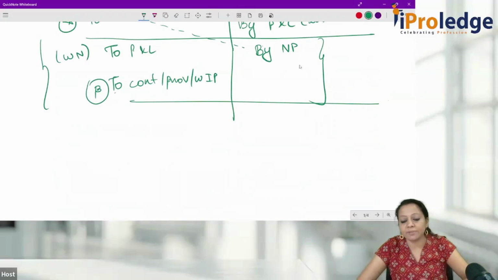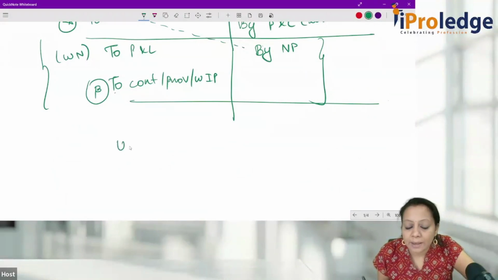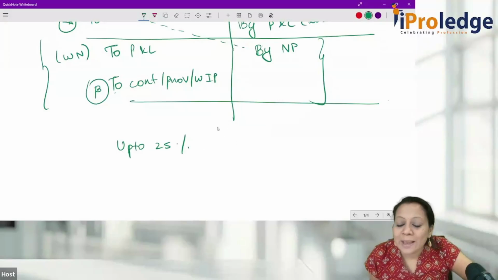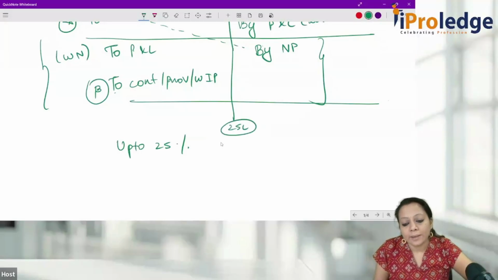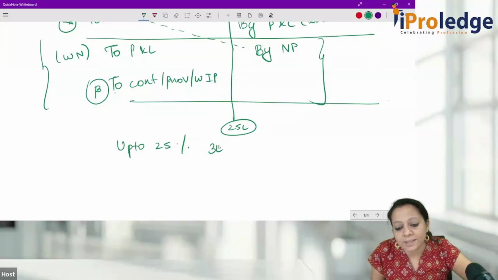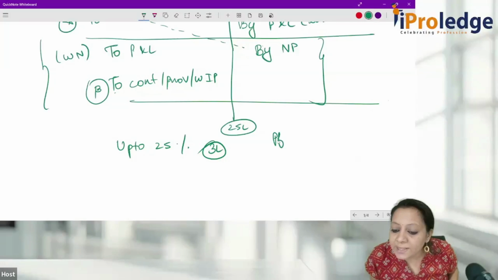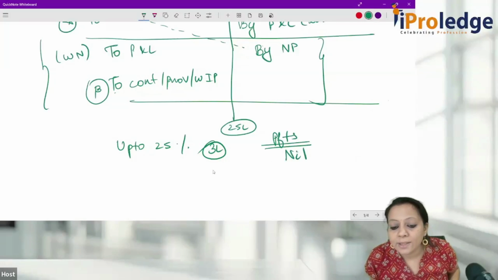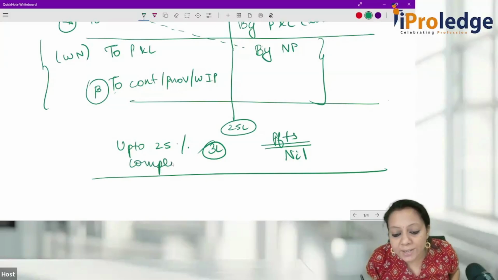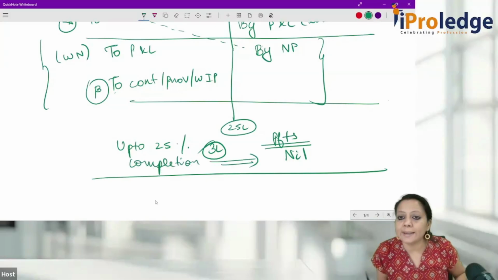Regular students know it, but if you're seeing it for the first time, what is it? Suppose up to 25% of the total contract only you have completed. For example, you have a contract which is for 25 lakhs contract price. Okay, you have completed it only to the extent of, say, 3 lakhs. Obviously, less than 25% you have completed, no? Which means the profits that are to be recognized is going to be nil. So up to 25% completion, profits recognized will be nil.